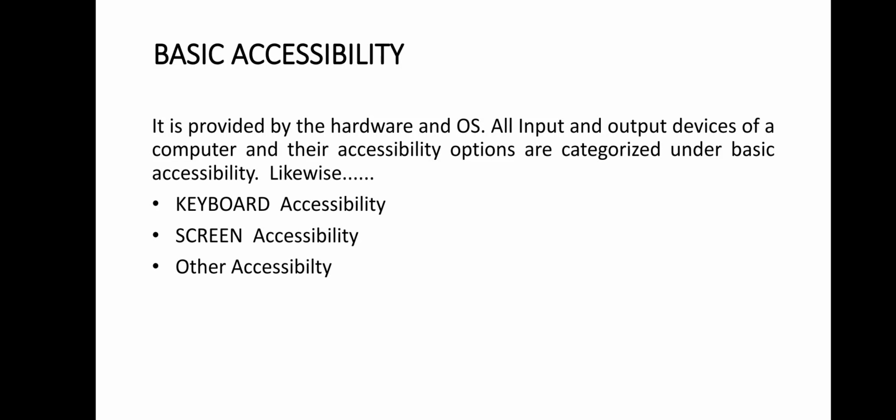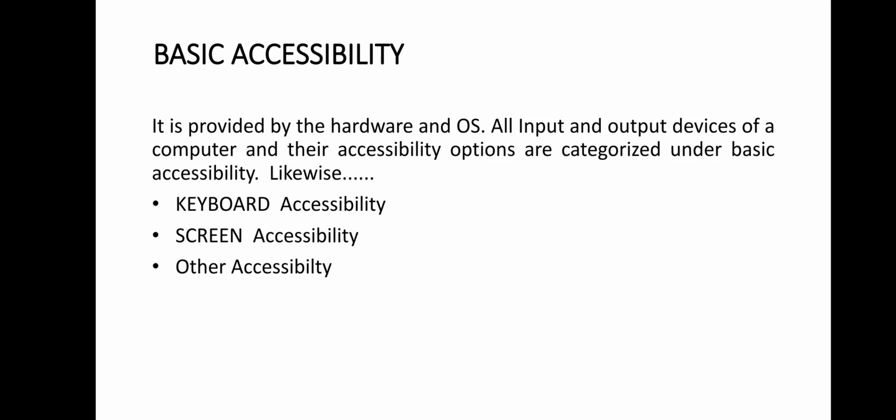What is basic accessibility? Students, basic accessibility is provided by the hardware and operating system of the computer. In detail, all the input and output devices and their accessibility options, that means the options used to access these input and output devices, we can categorize under keyboard accessibility as an input option, and screen accessibility as an output option, and some other accessibility options. So concerning basic accessibility techniques, we will talk about keyboard, screen, and some other options.